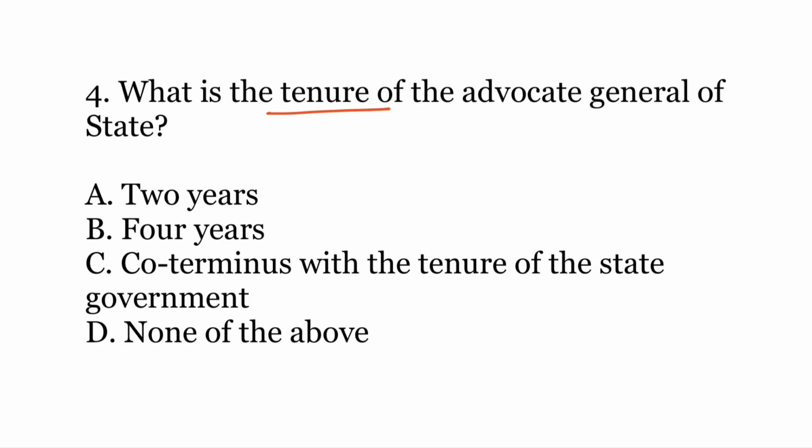The correct answer is D. none of the above. And the reason for that is there is no prescribed tenure of the Advocate General of a state. It entirely depends on the governor of the state, and in effect, in reality, it depends upon the Chief Minister and State Council of Ministers. As long as they want the Advocate General to serve, they may allow him or her to do so. So there is no fixed term.